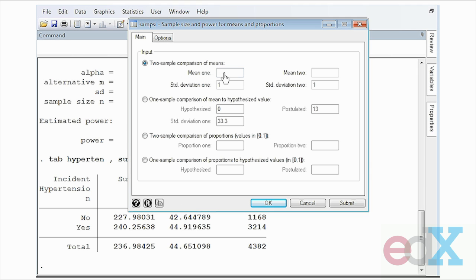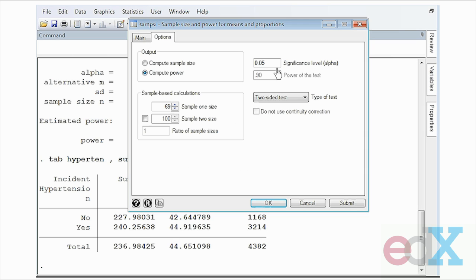What is the mean one? So let's say the mean one is for the no, and let's say it is 228, and the mean of the second one is 240, and the standard deviation of the first, let's give this one a standard deviation of 43 and give this one a standard deviation of 45. Okay, now let's look at our options. Let's say compute the power, significance level of 0.05. Let's leave that the way it was. Two-sided test. Now let's say compute the sample size.